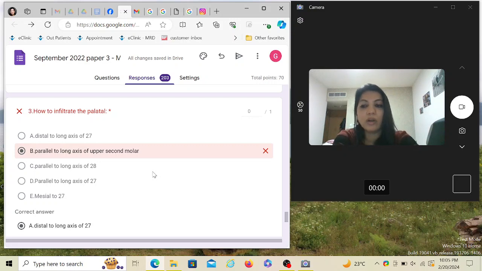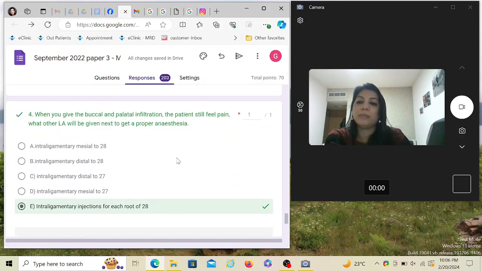Now, parallel to the long axis of 2-7 doesn't make sense because if I have the option of distal to the long axis of 2-7, I'm going to choose that. And I will choose option C over option D. Mesial 2-7 doesn't make any sense at all because I'm extracting a 2-8. So the correct answer, I'm going to go with the distal to the long axis of 2-7. But again, the option C is not wrong either. So you can choose either of the two options.